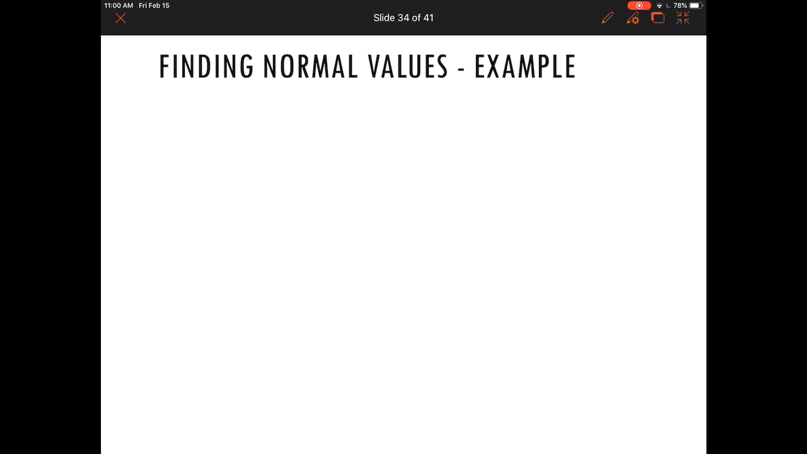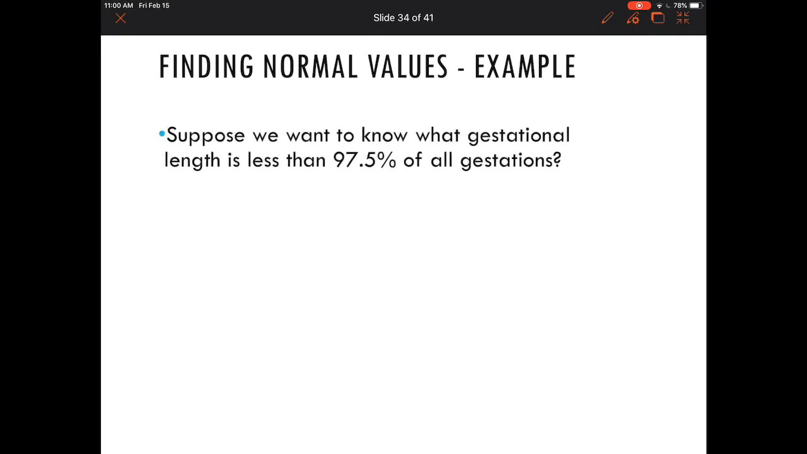Before, we were finding a value for x. So we're finding a value for x now, and we're going to go through the steps in the example problem going forward. Suppose we want to know what gestational length is less than 97.5% of all gestational lengths.